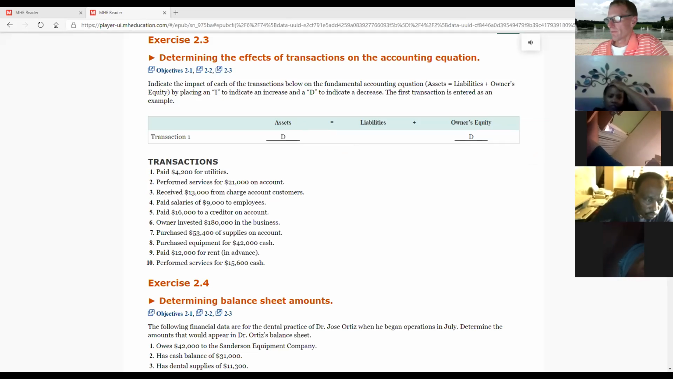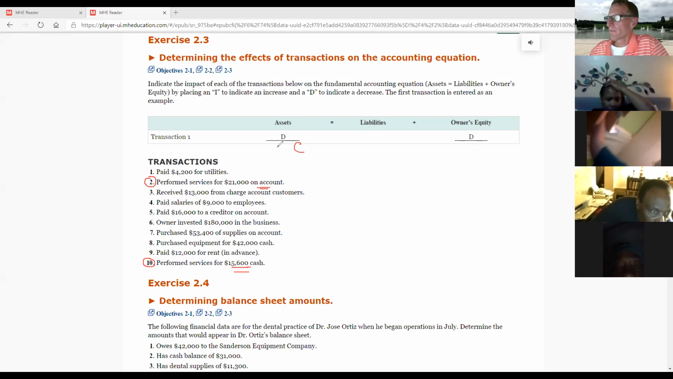Goes under accounts receivable. Now, if this had said, well, since you asked, so guys, look at number 2. You see where it says perform services for $21,000 on account? On credit, yeah. Skip down to look at number 10. Look at how they word that one. Perform services for $15,600 cash. You see the difference?